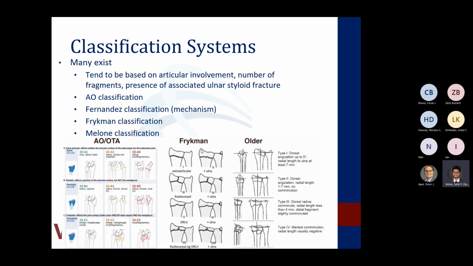The fragment classification is depicted here, basically extra-articular, and then for the odds, it describes the fracture, and then the evens include the ulna. So extra-articular with the ulna is 2, DRUJ involvement with the ulna is 6, and so on.